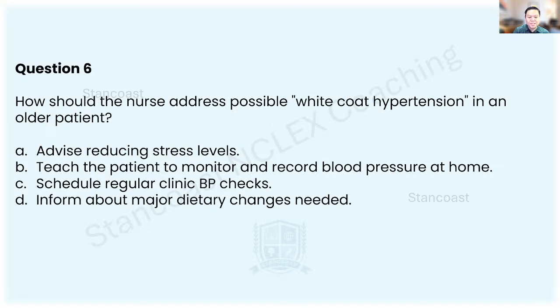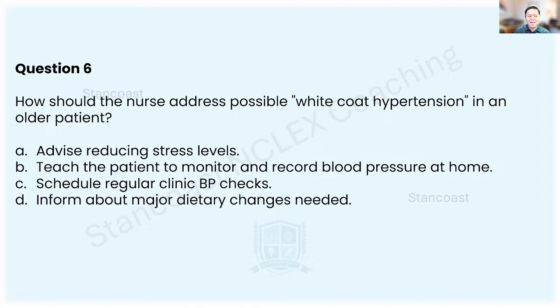Is it A, advise reducing stress levels, B, teach the patient to monitor and record blood pressure at home, C, schedule regular clinic BP checks, and D, inform about major dietary changes needed? Let me reread the question. How should the nurse address possible white coat hypertension in an older patient?